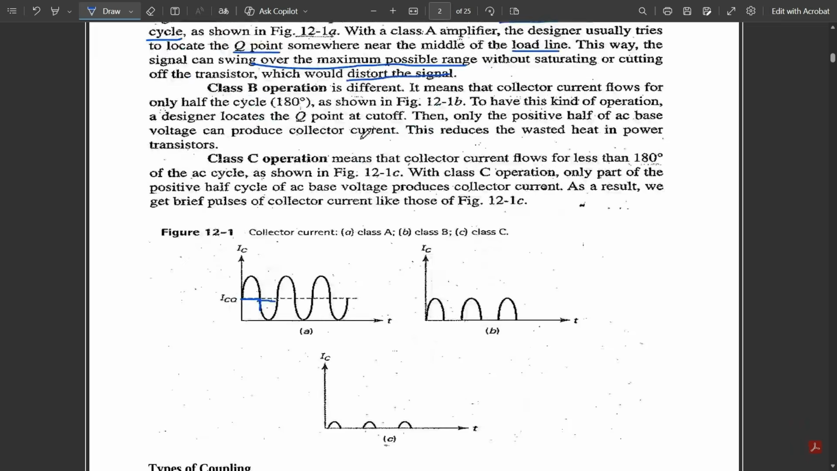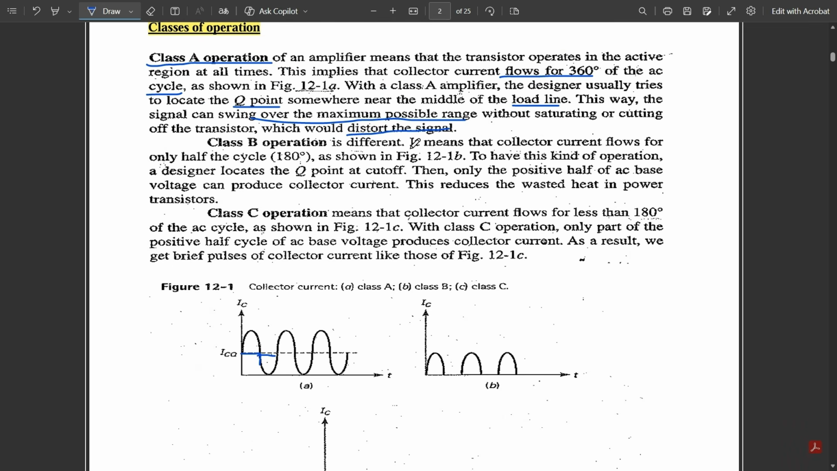Now class B operation is different. It means that the collector current flows for only half a cycle. Whereas for class A the collector current flows for the full cycle of 360 degrees, here it is only half of the cycle, that is half of 360 degrees, which is 180 degrees, as shown in this figure.